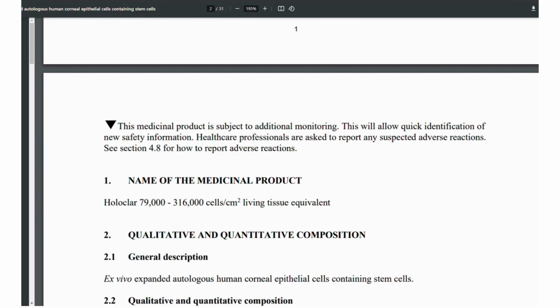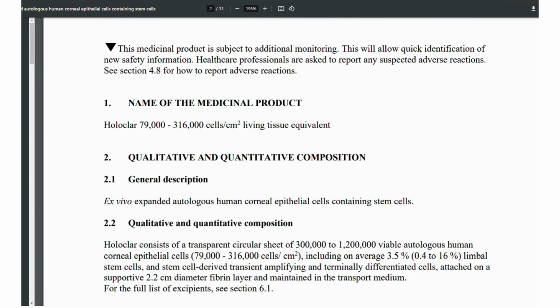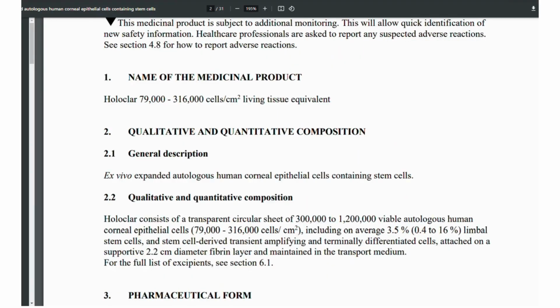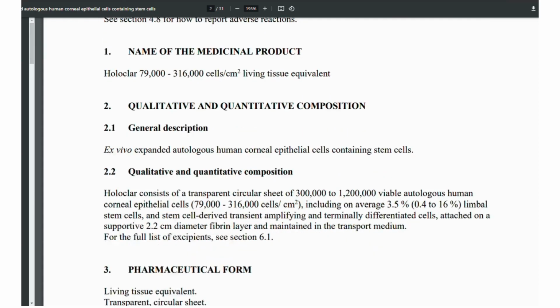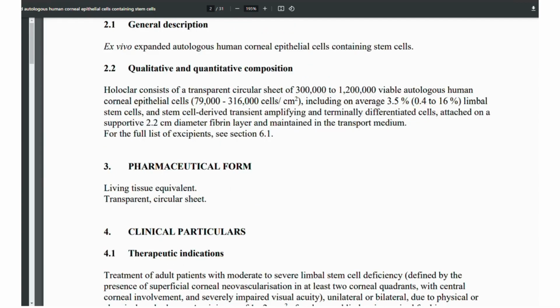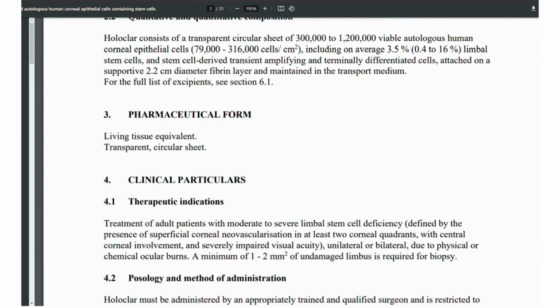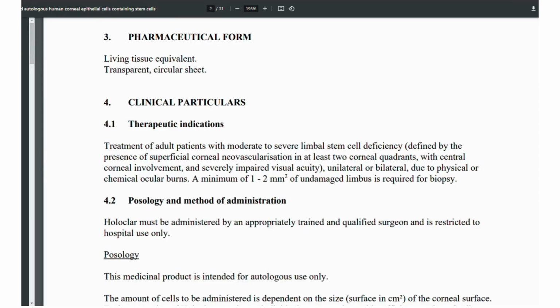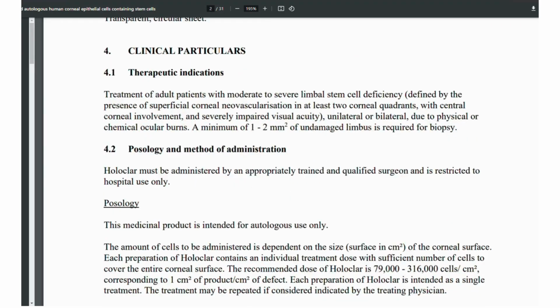Holoclar utilizes limbal stem cells from patients' unaffected eye to cultivate a graft outside the body. Transplanting this graft into the injured eye replenishes the limbal stem cell populations, enabling the regeneration of a normal, transparent corneal surface. This advancement marks a significant milestone in regenerative medicine.